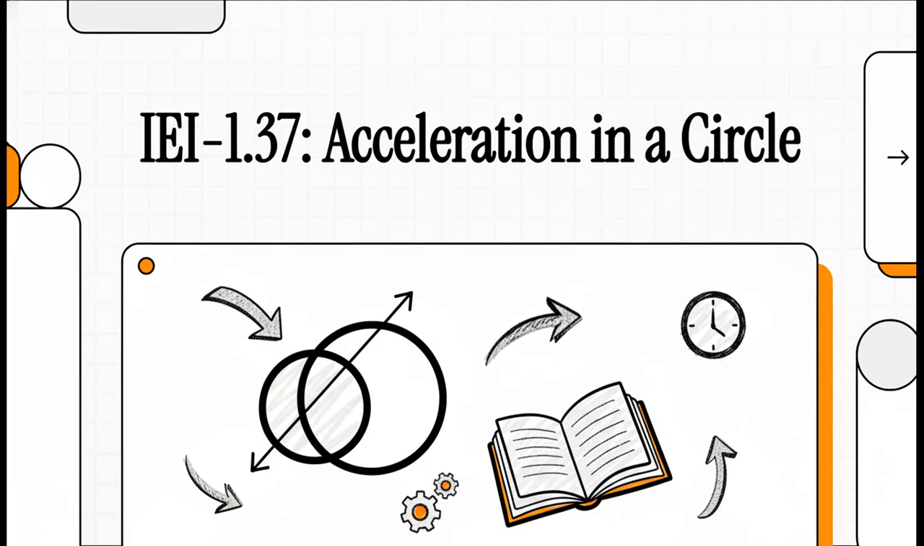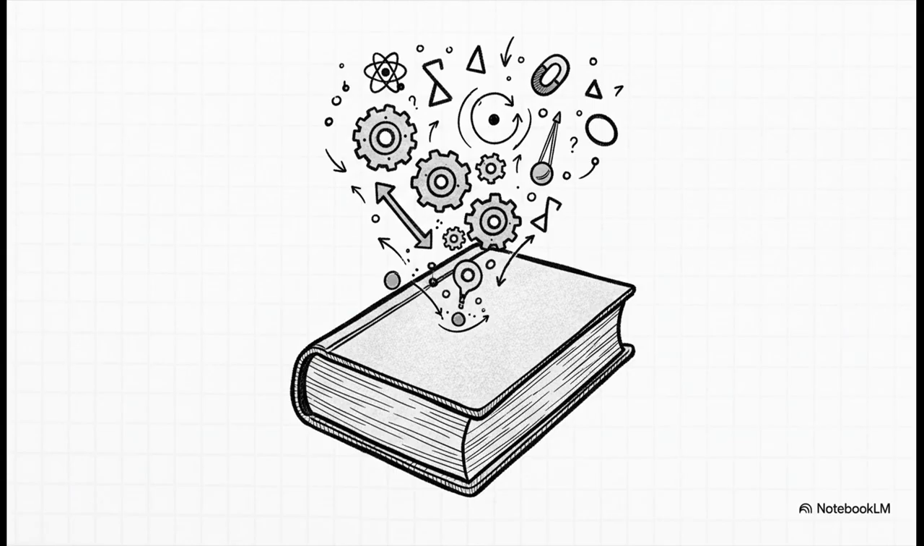All right, today we're going to tackle a real classic, problem 1.37. Now, if you've ever studied physics, you know this problem comes from a book that's, well, let's just say it's legendary for being tough. But don't worry, we're going to break it down together. Let's dive in. Yep, this one's from I.E. Irodov's Problems in General Physics.